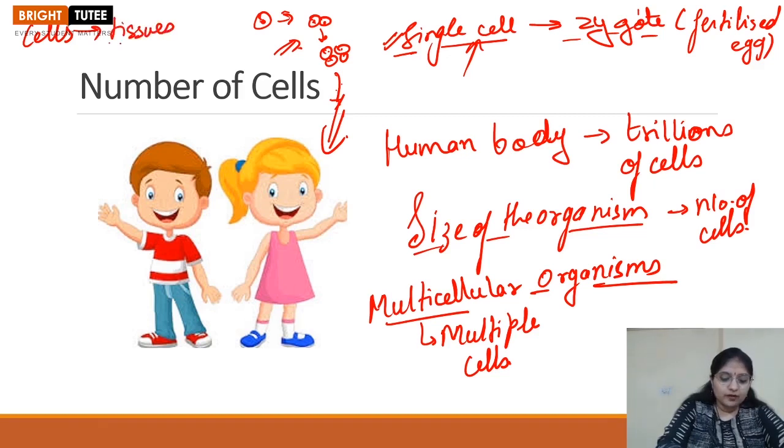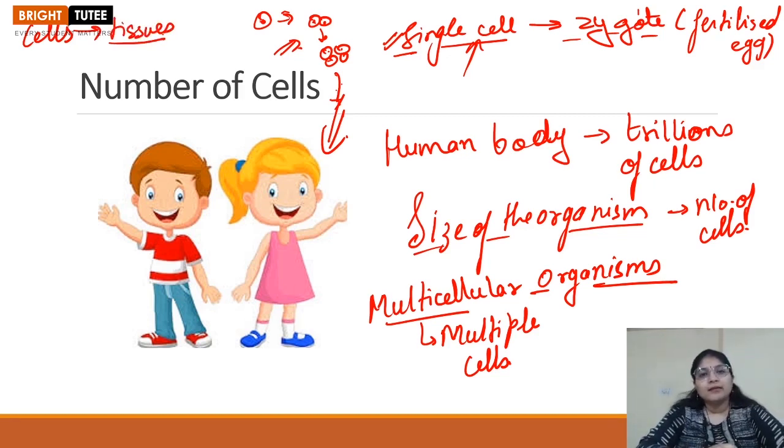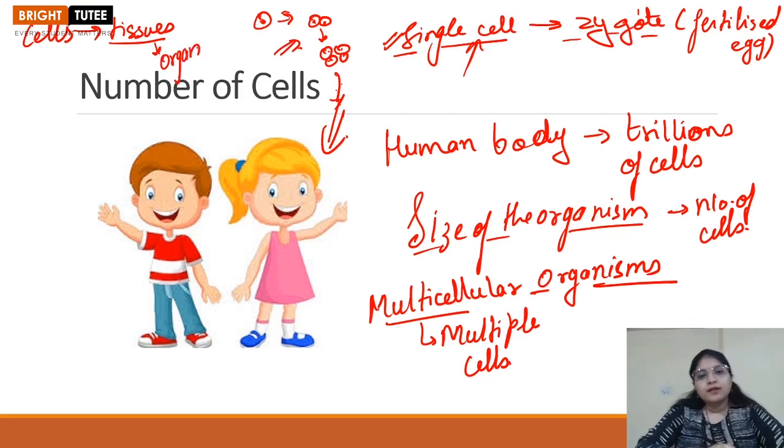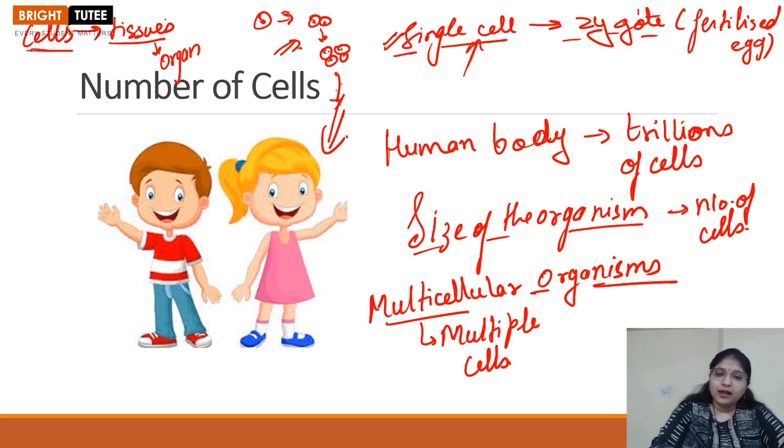So what are tissues? These are groups of cells that are similar in structure and perform similar functions. And these tissues come together to form an organ. In this way we see how the function happens inside human beings or a multicellular organism, where the cells form groups that are tissues and the organs are formed, which perform the functions of nutrition, respiration, reproduction, transportation and excretion.